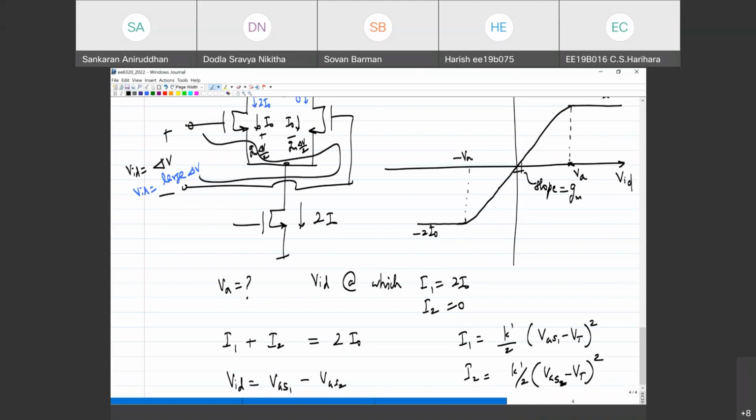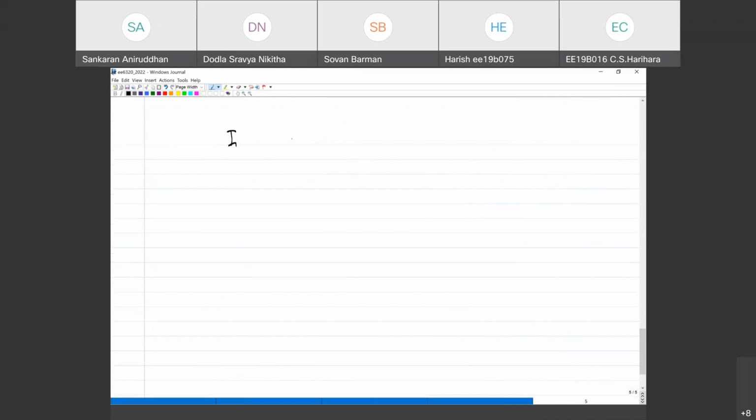Yes. Okay. So you now have these equations describing the system. You basically want this VID at which one current becomes 0 and the other becomes 2 I naught. So the way to do this, you can find out the equation for this system, IOD as a function of VID. This is what you want.